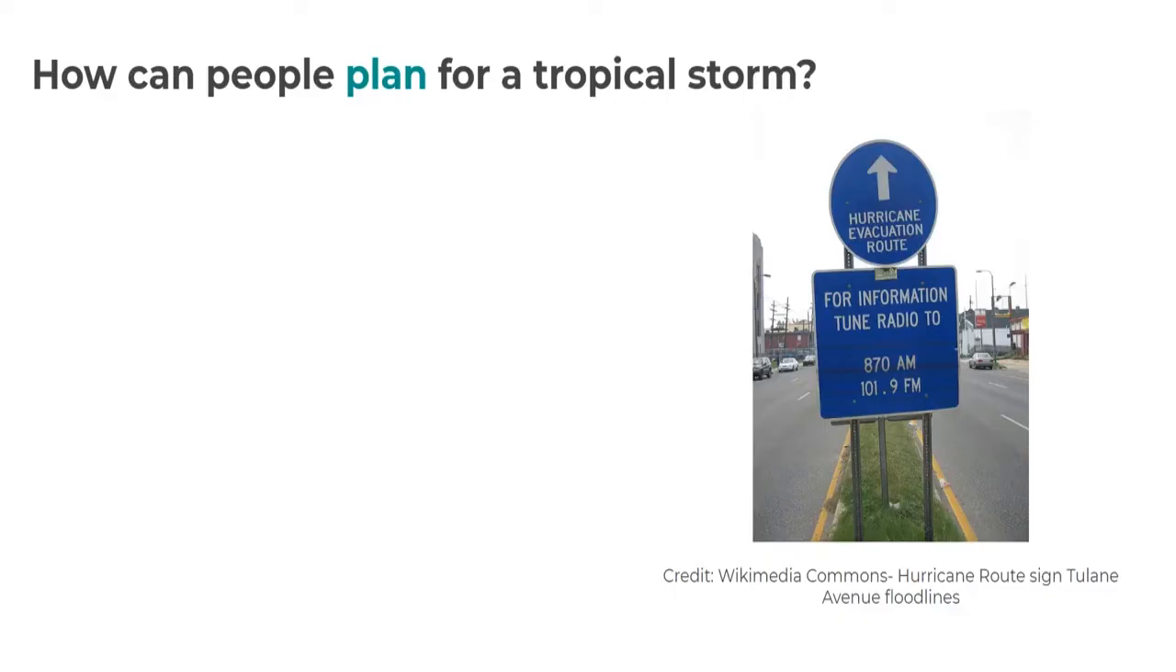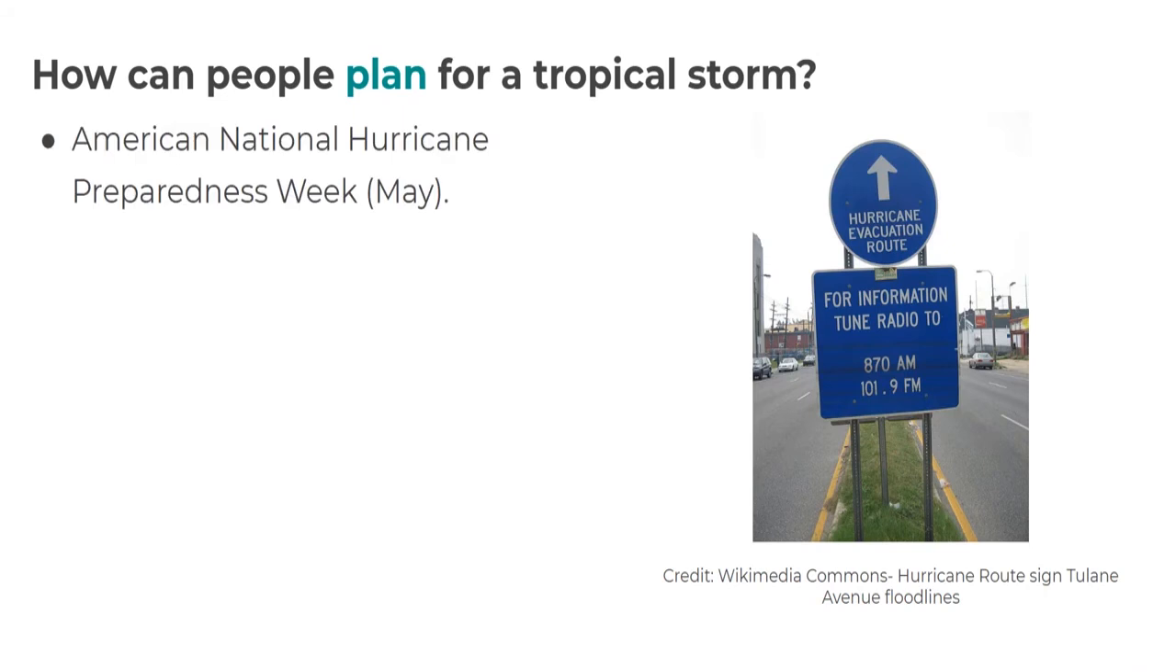So we're going to use the example of what happens in the USA to illustrate some of the ways that people can plan for a tropical storm. In the USA, in May of each year, they host the American National Hurricane Preparedness Week. This allows people to focus on planning for a tropical storm event. It's all about educating the communities about what to do if there is a tropical storm, but also to provide them with any resources that they might need to plan effectively.